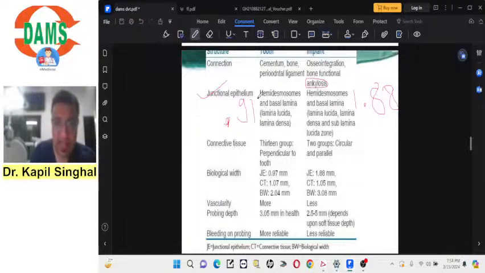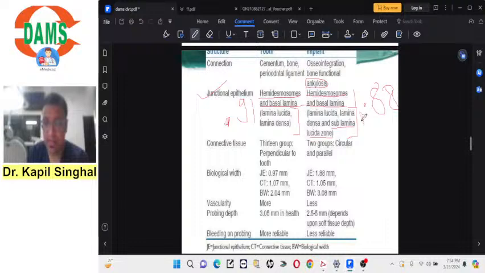So a junctional epithelium is made up of hemidesmosomes and basal lamina in tooth. Okay, and in implants also it is made up of hemidesmosomes and basal lamina. But the structure of basal lamina is slightly different. In tooth, it has lamina lucida and lamina densa. And implant, it has lamina lucida, lamina densa, and it has one more, sublamina lucida zone. So they may ask you which zone is extra in basal lamina of implants. So the answer is sublamina lucida zone.